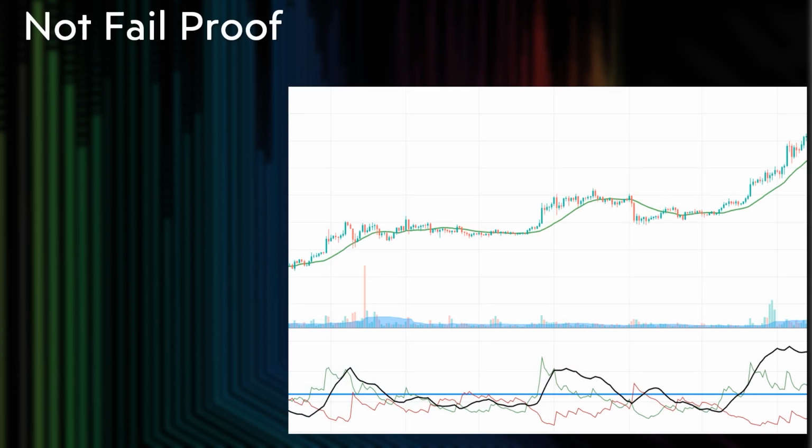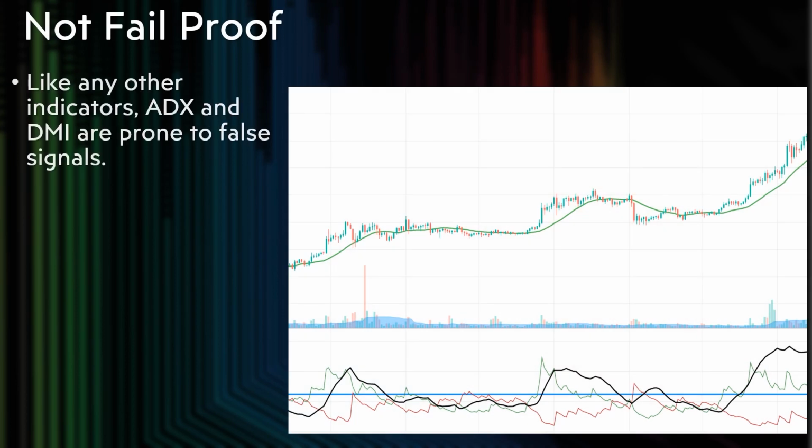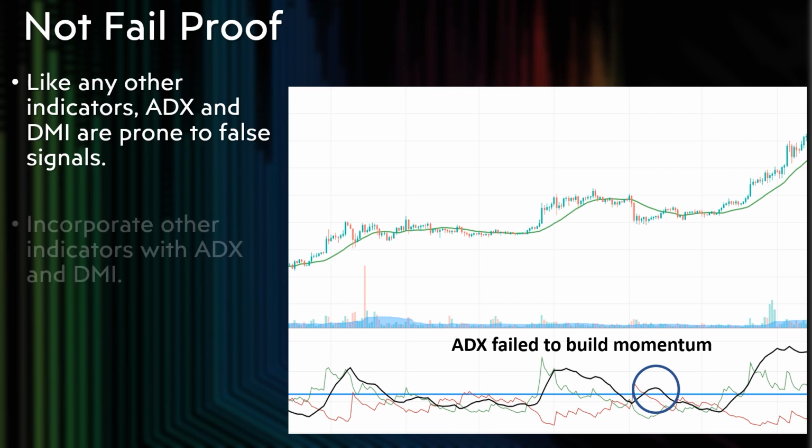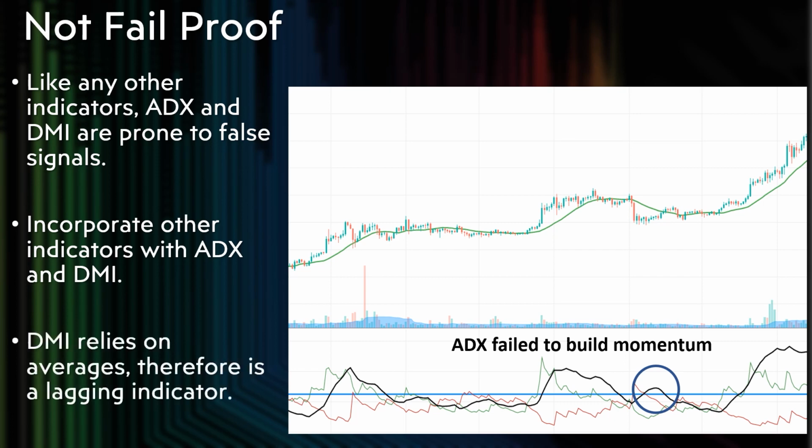ADX and DMI are not standalone indicators. Like any other indicators, ADX and DMI are also prone to false signals. In this example, the ADX signaled an uptrend, but failed to build up the momentum. Therefore, incorporate them with other technical tools to increase the odds of profitable trading. DMI relies on averages of the past prices and therefore is a lagging indicator.